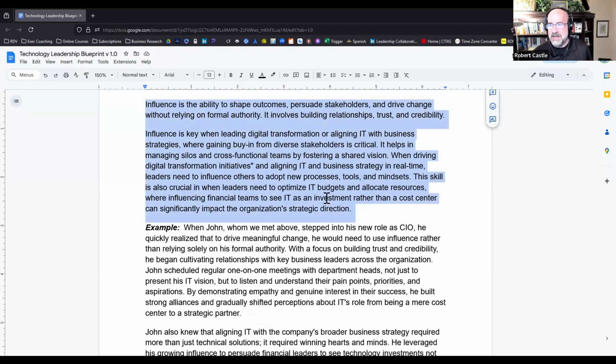Influence is key when leading digital transformation or aligning IT with business strategies, where gaining buy-in from diverse stakeholders is critical. It helps in managing silos and cross-functional teams by fostering a shared vision. When driving digital transformation initiatives and aligning IT and business strategy in real time, leaders need to influence others to adopt new processes, tools, and mindsets.